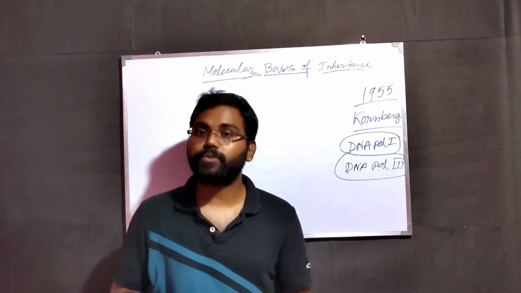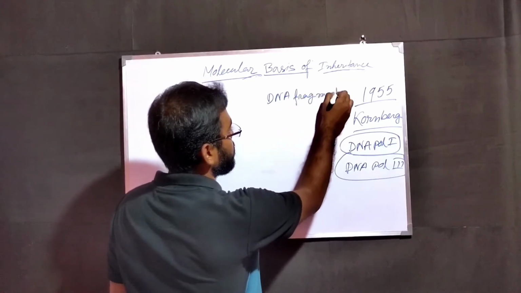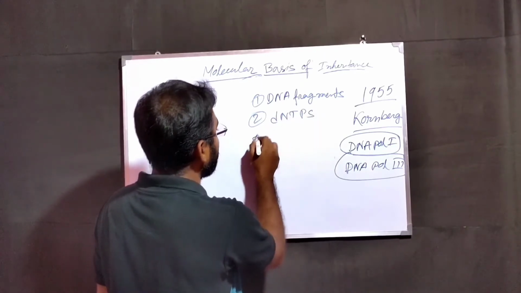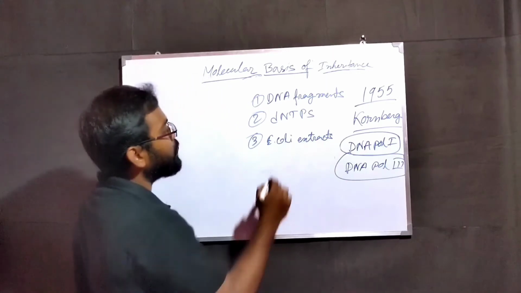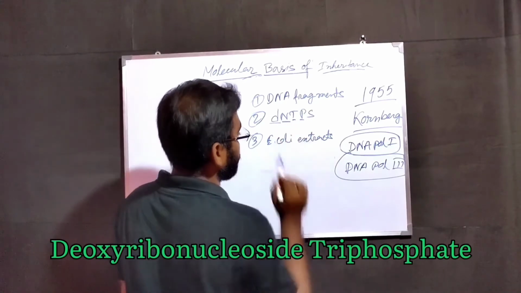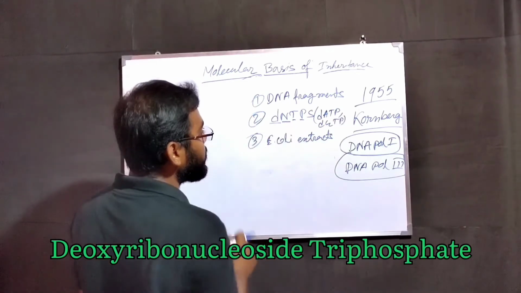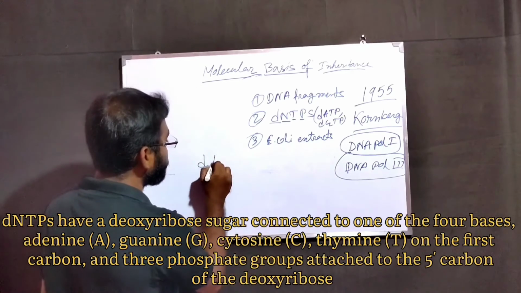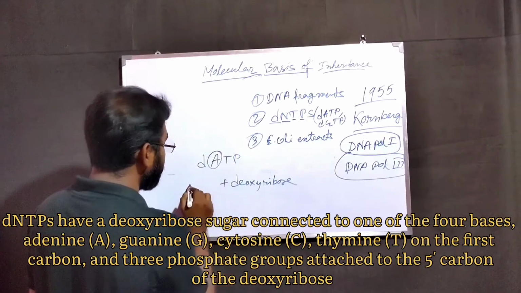The first successful DNA synthesis was done in a reaction mixture containing number 1, DNA fragments, number 2, dNTPs, and number 3, E. coli extract. So now what is dNTPs? The full form of dNTP is deoxyribonucleoside triphosphate. For example, dATP, dGTP. So what is deoxyribonucleoside? That is nucleoside with deoxyribose as its pentose sugar. For dATP, deoxyribose with adenine.